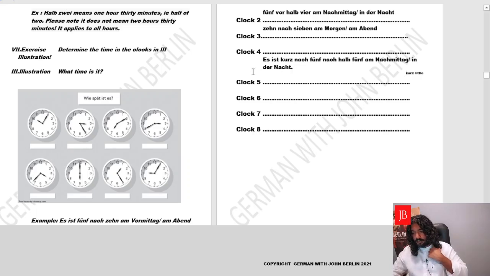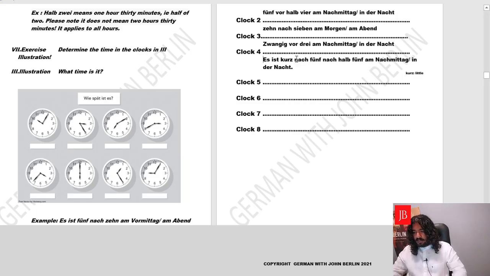Now we have the fourth clock here. In the fourth clock, let's see what's happening. Okay. Moment. So in the fourth clock, we have basically 20 minutes to 3. Yes, it's 20 minutes to 3. So we could say it like this: 20 vor 3. Yes, 20 vor 3. It could either be in the afternoon, yes, or it could be in the night. So we'll say am Nachmittag, or we'll say in der Nacht.